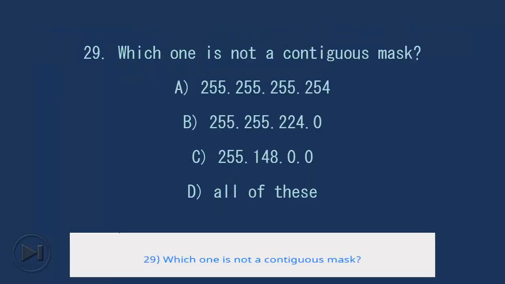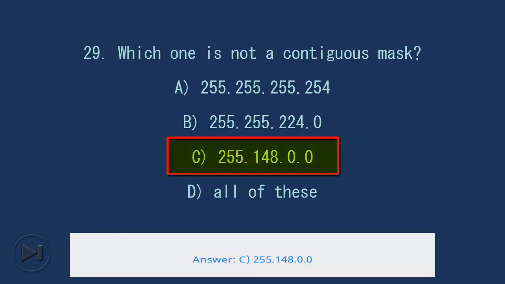29. Which one is not a contiguous mask? A, 255.255.255.254. B, 255.255.224.0. C, 255.148.0.0. D, all of these. Answer, C, 255.148.0.0.